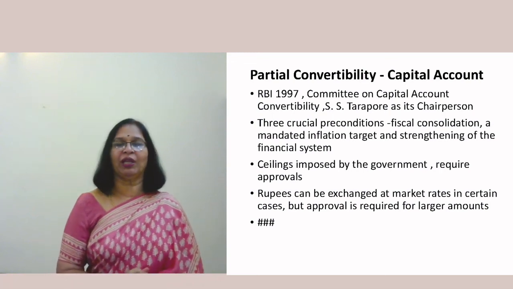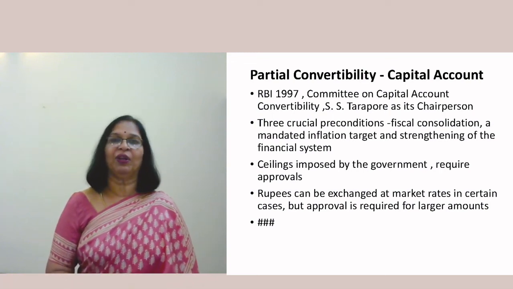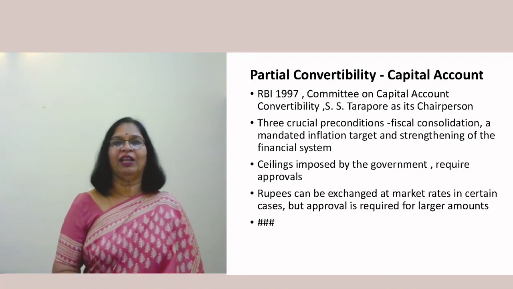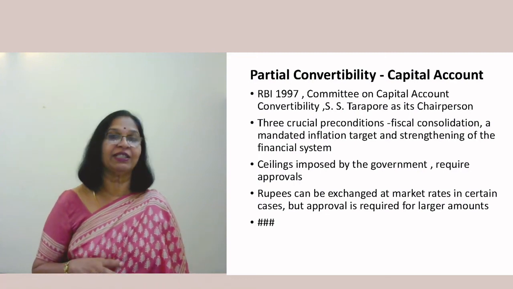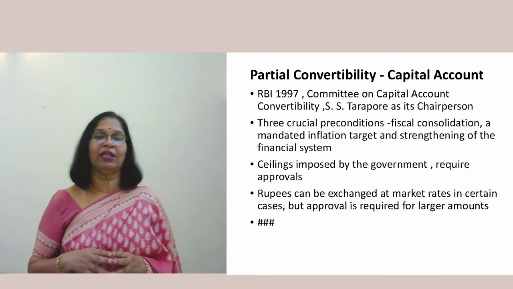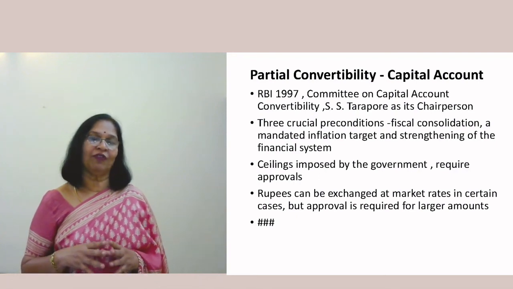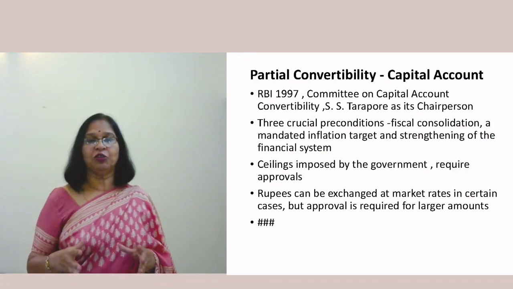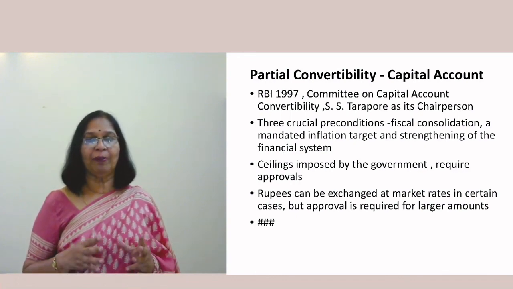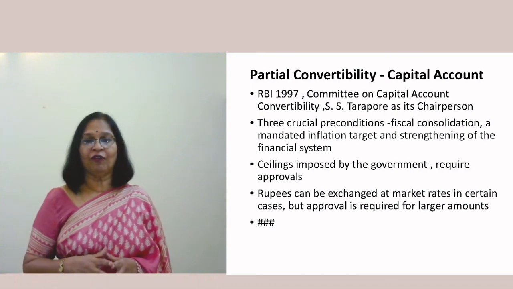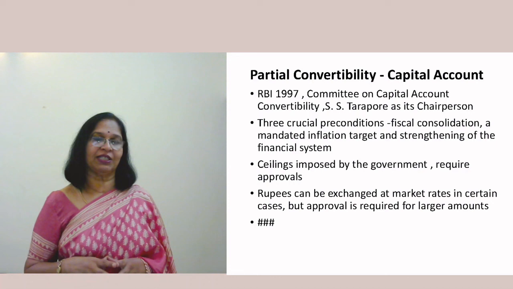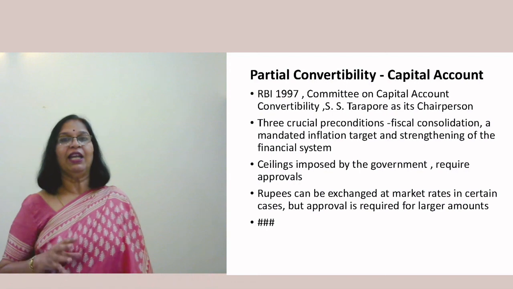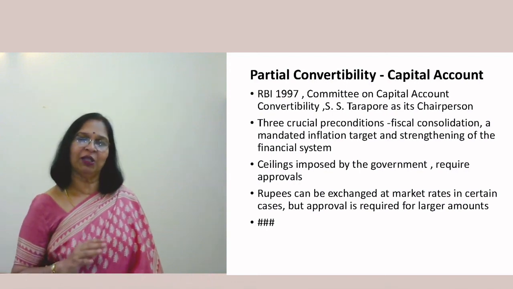Now the partial convertibility story of India's capital account. The Indian capital account is not fully convertible, it is partly convertible. A committee called the Tarapore Committee was set up in 1997 to look at the readiness of the country to have full convertibility of its currency. Three preconditions are necessary: there has to be fiscal consolidation, a mandated target for inflation, and the strengthening of the financial system. Only when these three are under control can the country go in for full convertibility. India is still not ready for that, and we are still in partial convertibility.